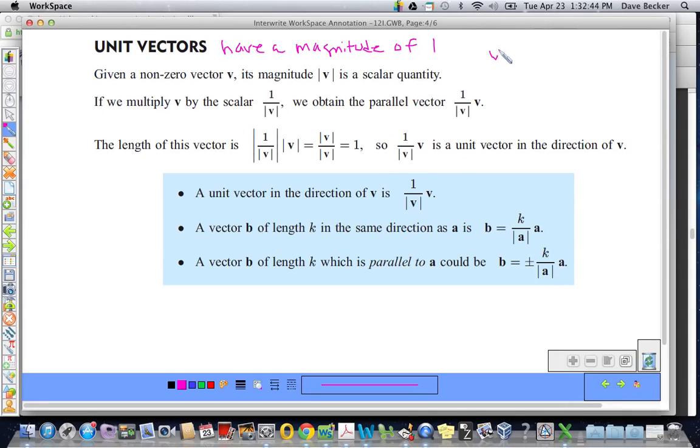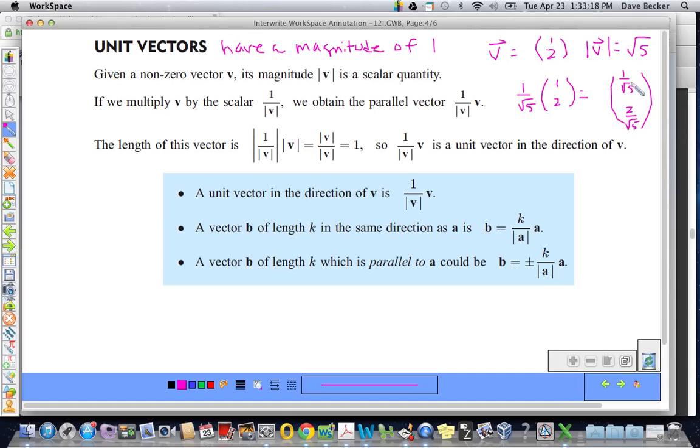Let me show you real quick. Let's just do a two-dimensional vector. Let's say I have a vector 1, 2. Okay? So the magnitude of v would be equal to square root of 5, wouldn't it? 1 squared plus 2 squared. So if I take 1 over the magnitude, 1 over root 5 times 1, 2, then I get 1 over root 5, 2 over root 5 for a new vector.